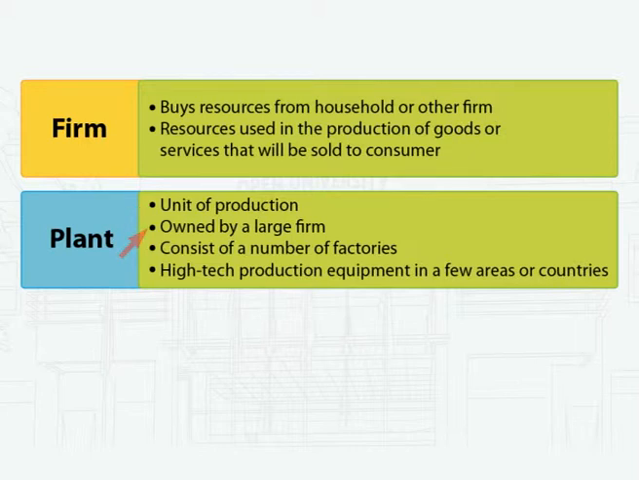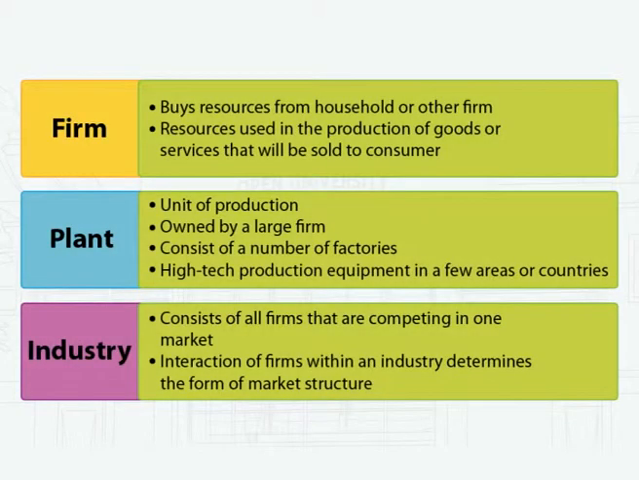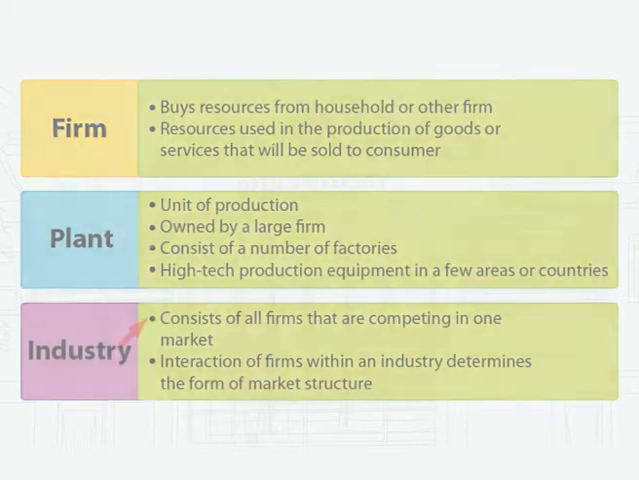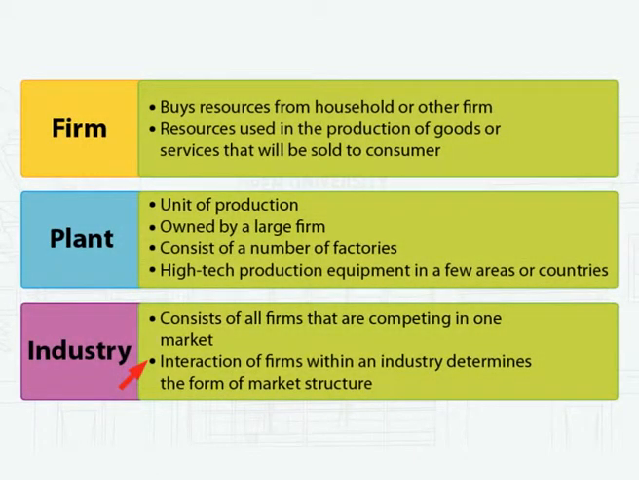Plants owned by a large firm may consist of a number of factories with high-tech production equipment in a few areas or countries. Whereas, an industry consists of all firms that are competing in one market. Examples of industries are the fast food industry, clothing industry, and automobile industry. The interaction of firms within an industry determines the form of market structure that gives different implications towards the level of output and price.